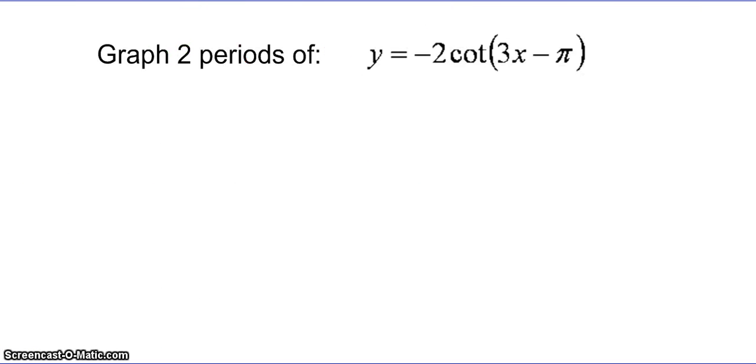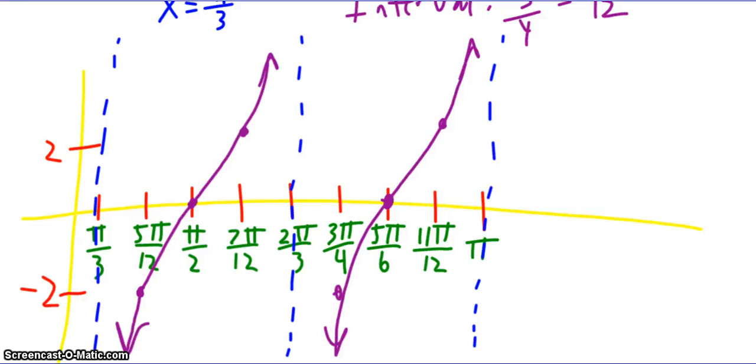Alright, let's do a couple more examples. So I want you to graph 2 periods of y equals -2 cotangent of the quantity 3x minus pi. Pause the video and unpause when you're ready to check your work. Alright, this is what your graph should look like, hopefully.